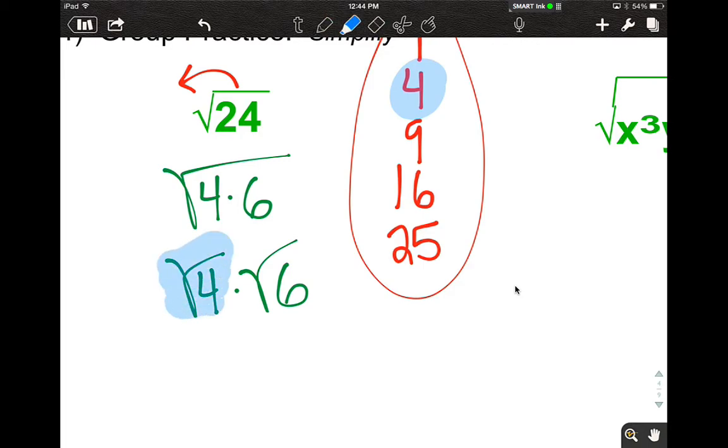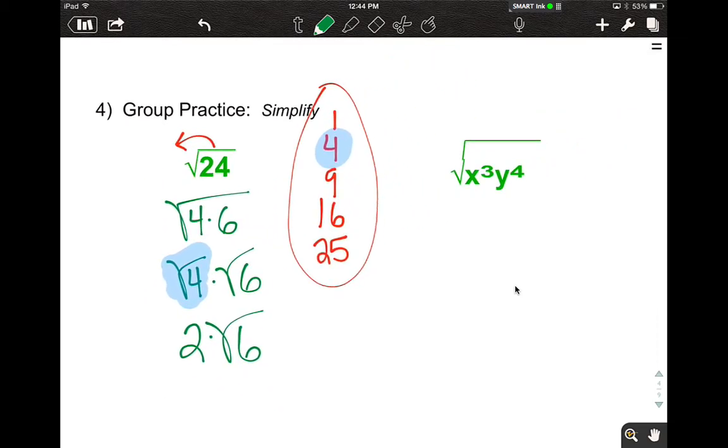Well, look at this. Because the square root of 4 is just 2. Okay, 2 times the square root of 6 is my answer here. Okay, we're looking to simplify.